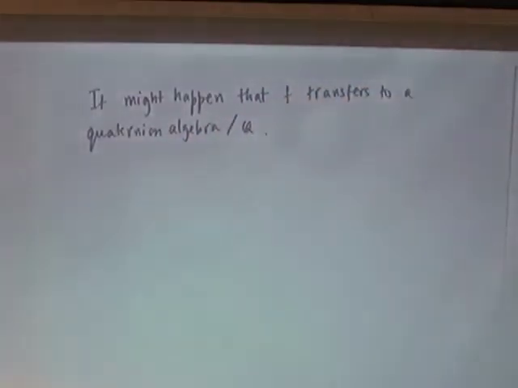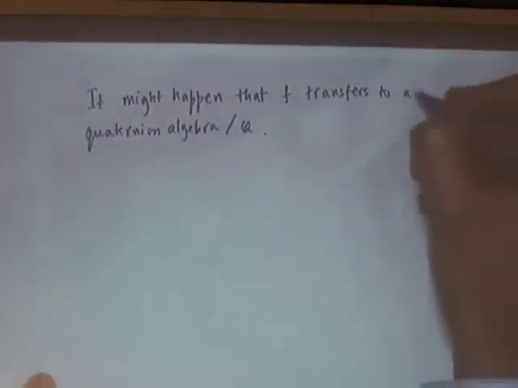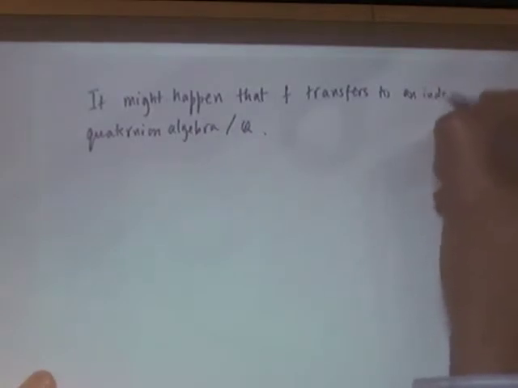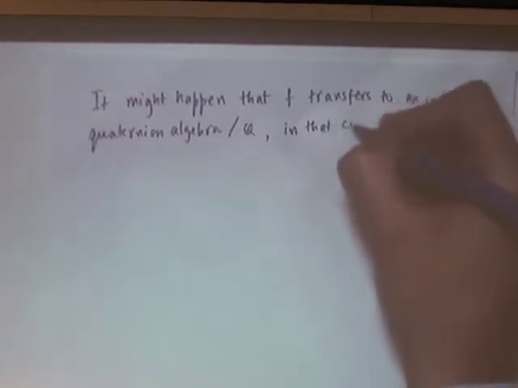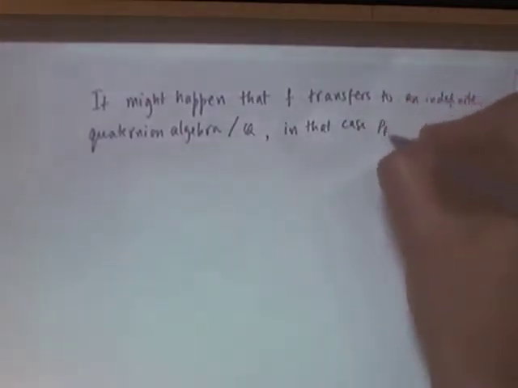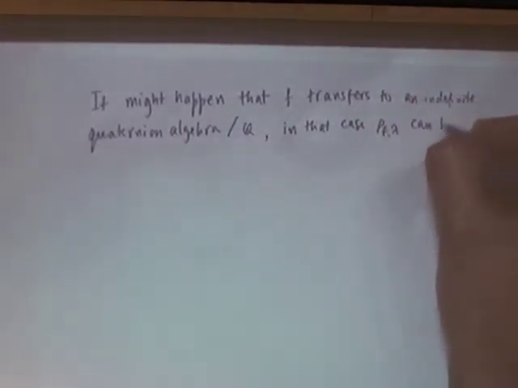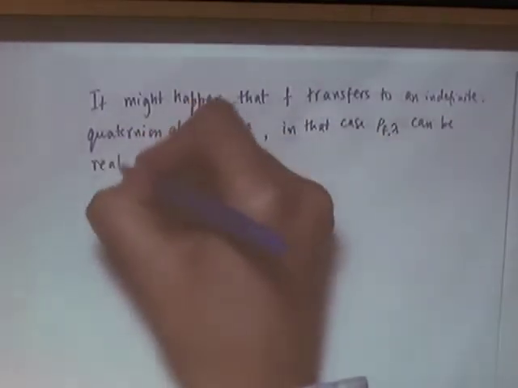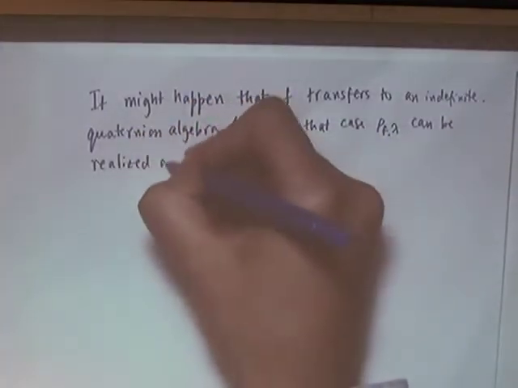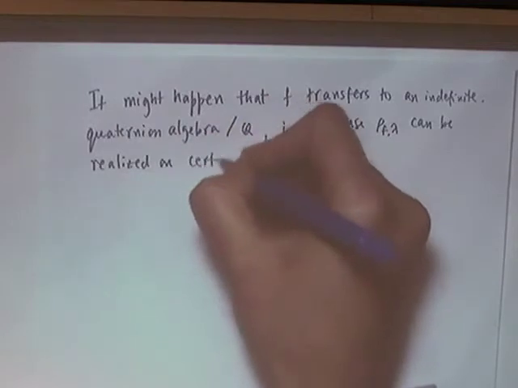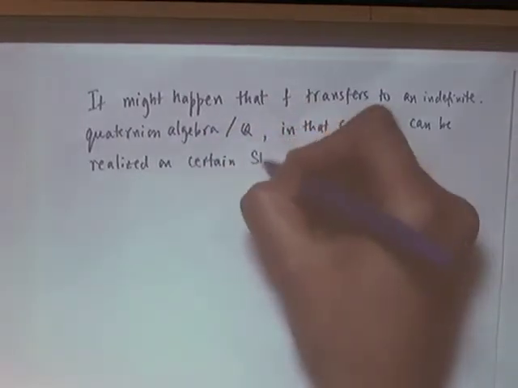So let me, in fact, take an indefinite quaternion algebra. That's what I need. And in that case, we can also get this on Shimura curves. So the case rho f lambda can be realized in certain Shimura curves. And I'll explain this in more detail right now.